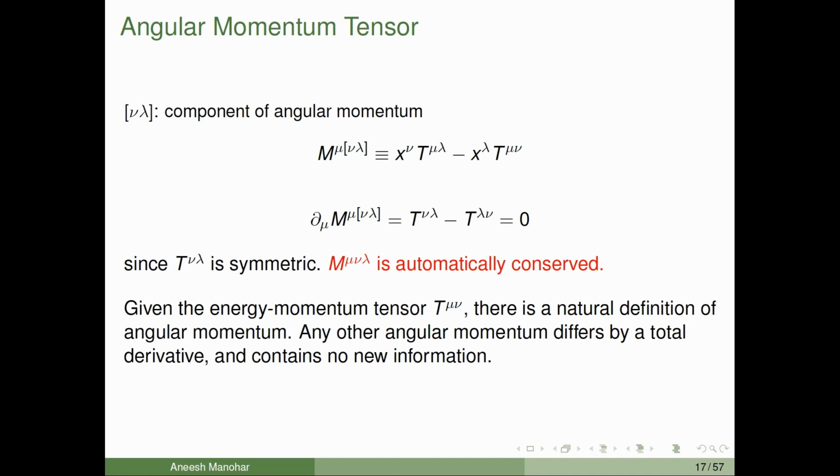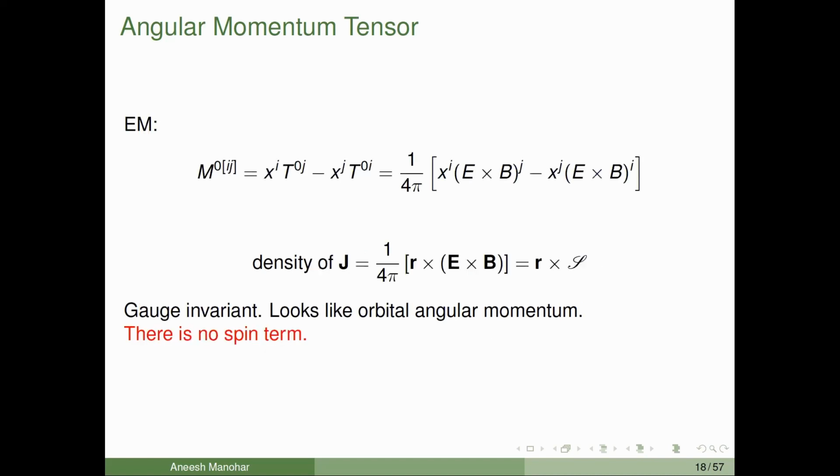And you can't have multiple angular momenta conserved because otherwise you wouldn't have scattering or any non-trivial processes happening if you have an extra independent quantum conservation law. So this is the angular momentum for electrodynamics. And if you work it out, the density of angular momentum is r cross the Poynting vector, as you might expect. So the Poynting vector is like momentum flow, and r cross it is like angular momentum.